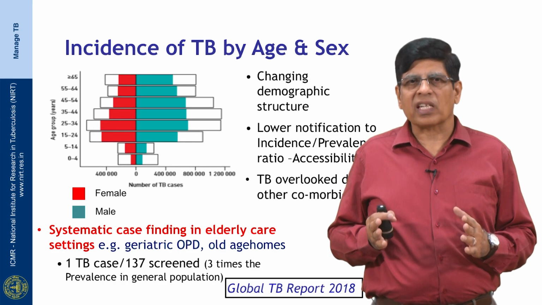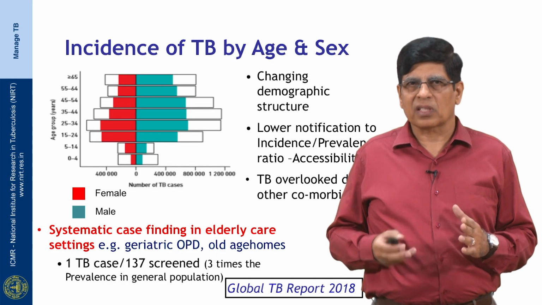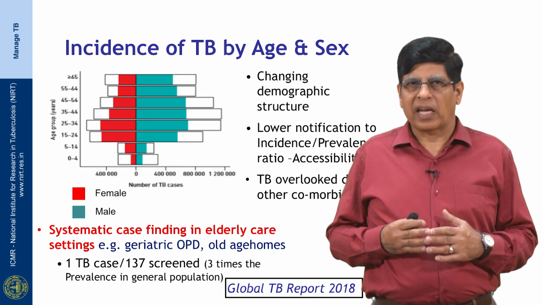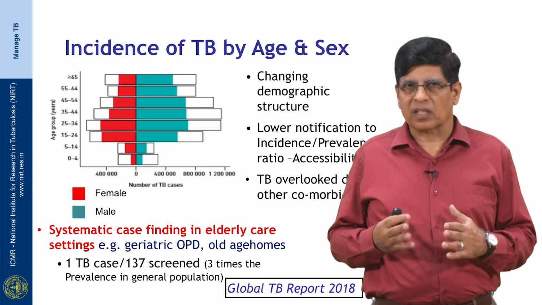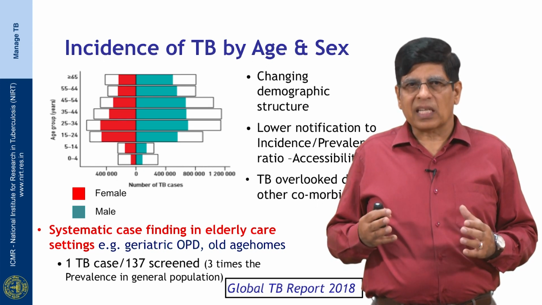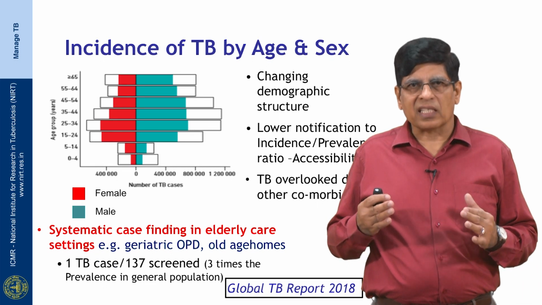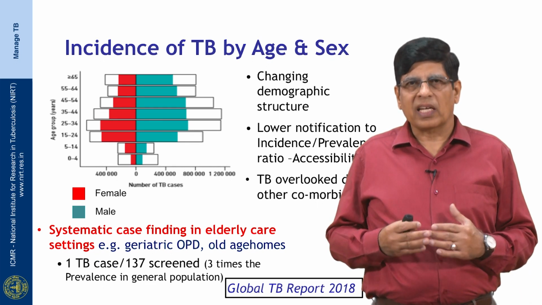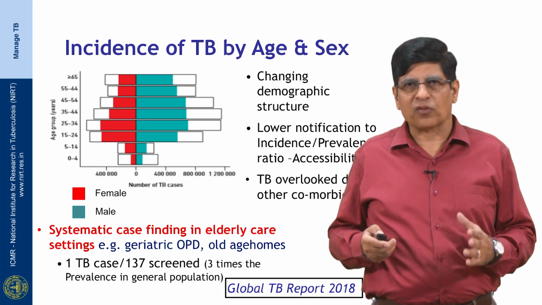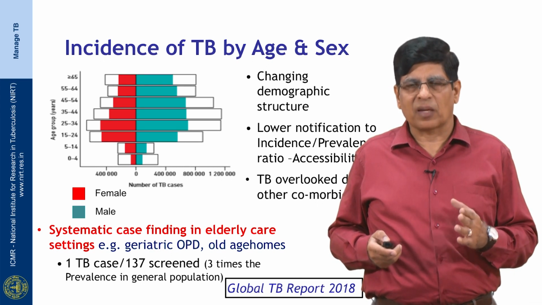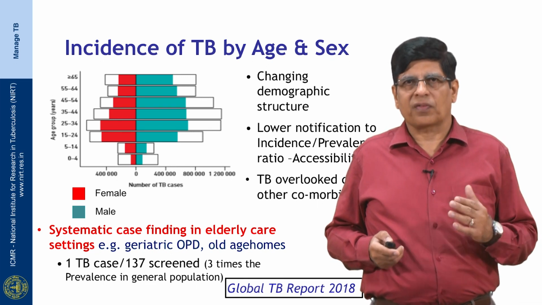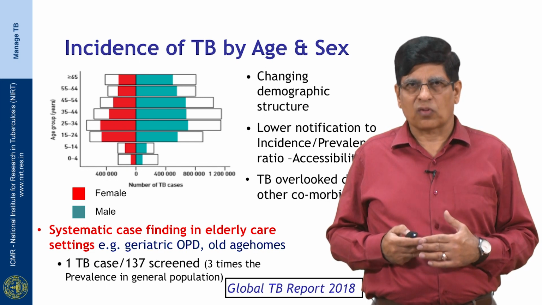TB incidence is generally higher in older age groups, as you can see, compared to younger age groups, and higher in males compared to females. The increasing population size and increasing life expectancy thereby indirectly increase the overall burden of disease, and that we have to keep in mind when we examine the trends of TB in terms of impact of, let us say, the revised National TB Control Program.